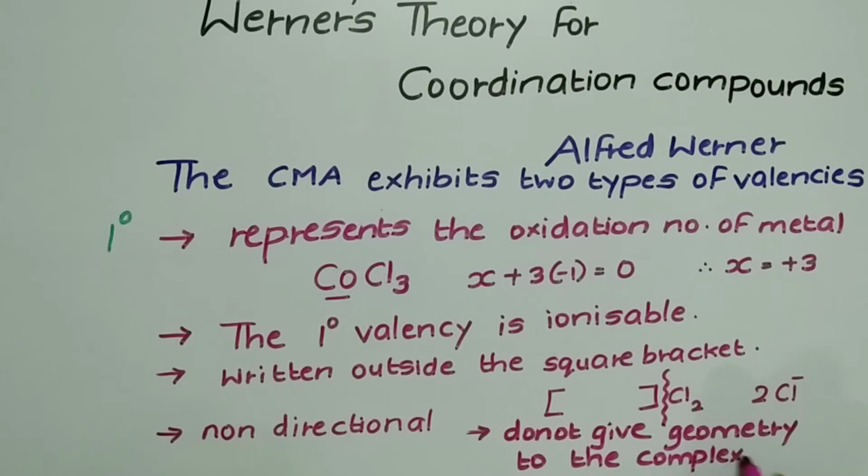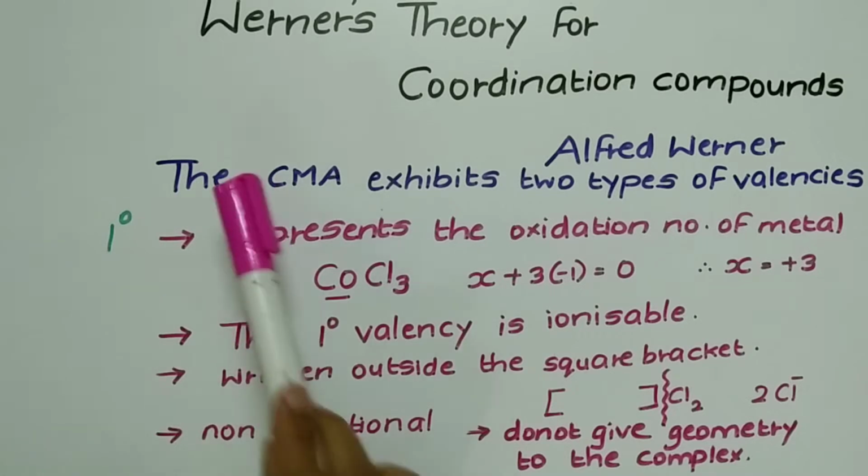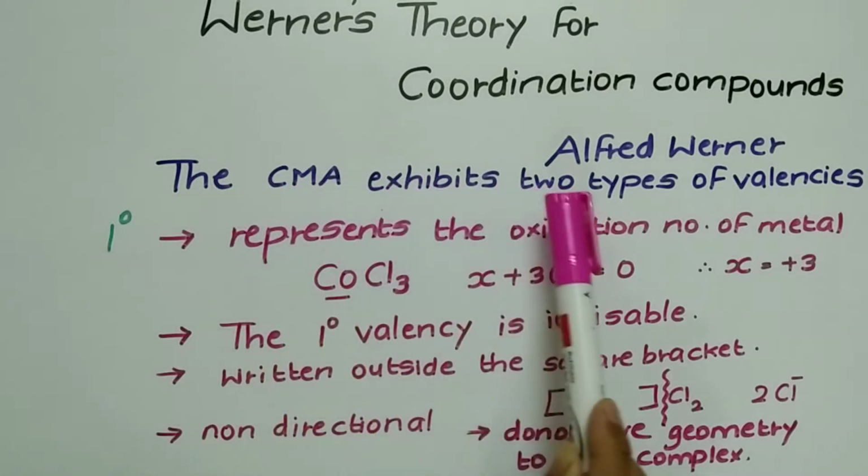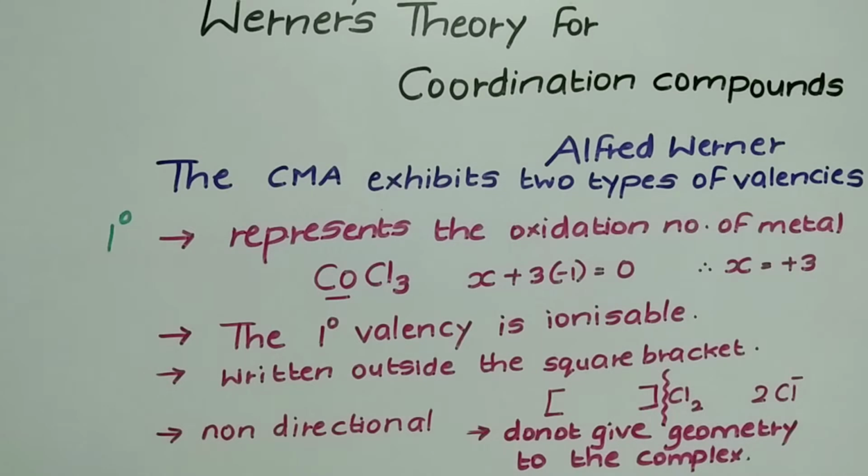So these are the postulates for Werner's theory for coordination compounds. This is the first postulate for primary valency. We have already written the central metal atom exhibits two types of valency. Primary valency means the counterion, which is written outside the square bracket. We will move to the next, secondary valency. 2 degree, that is secondary valency. Let's check the points for secondary valency.